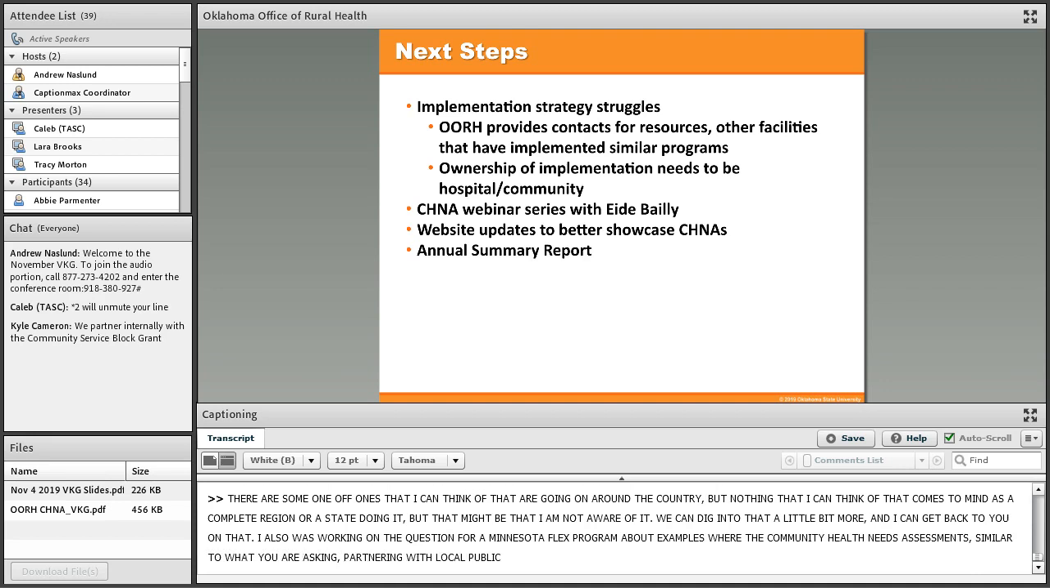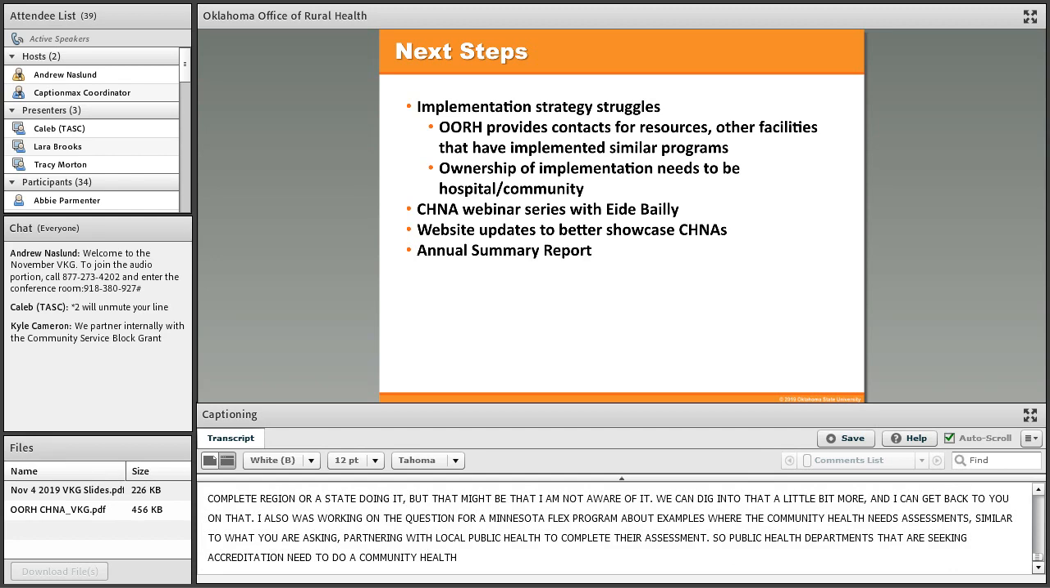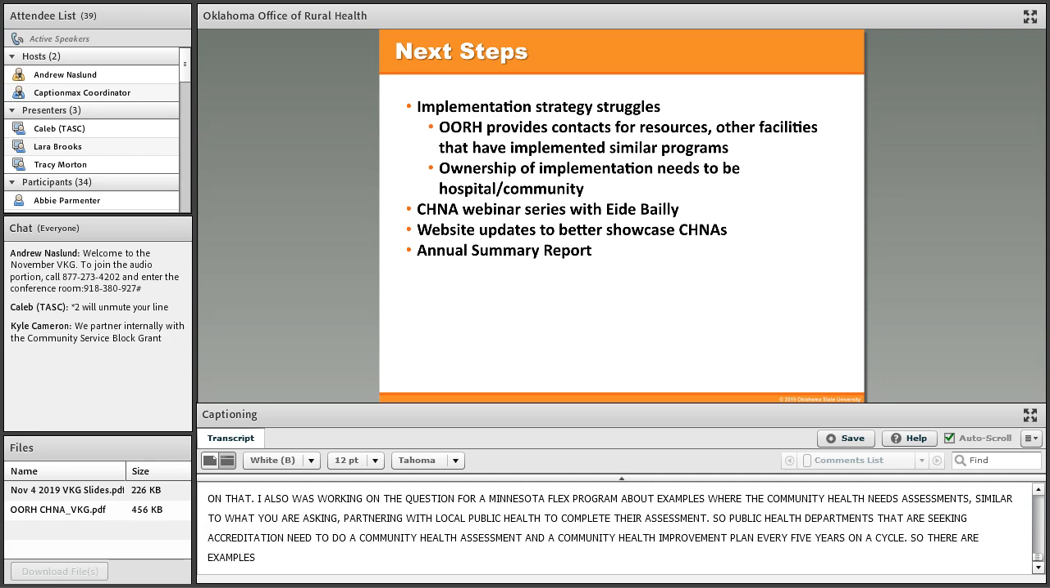So Kyle Cameron in Wyoming is saying that they use the community service block grant. If you're typing, I really encourage you to press star 2 and unmute your line. I promise it's not scary, and it will move the conversation a little more fluidly.